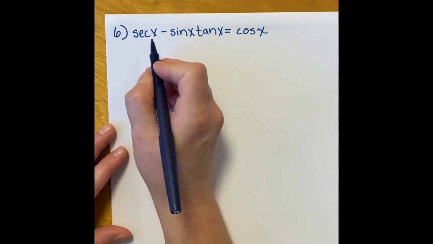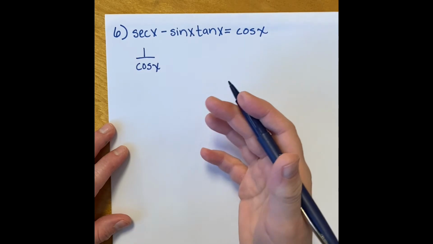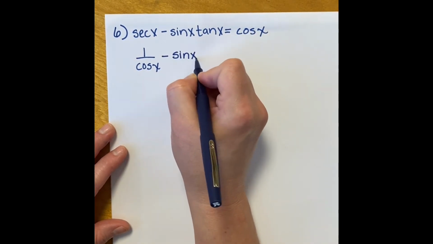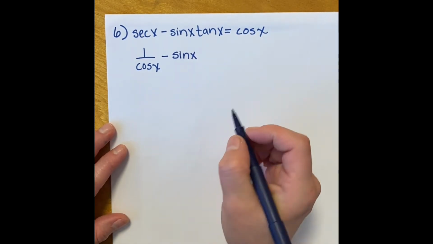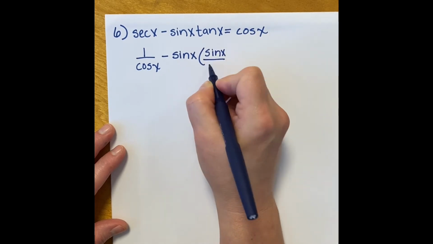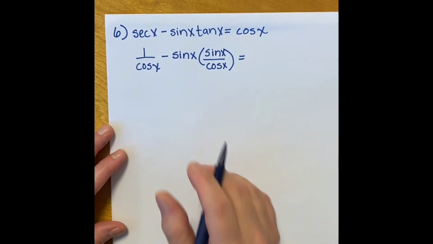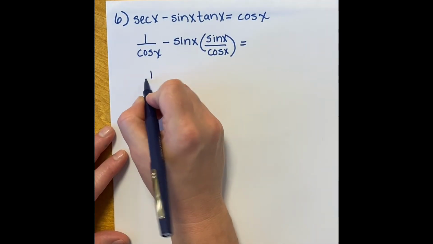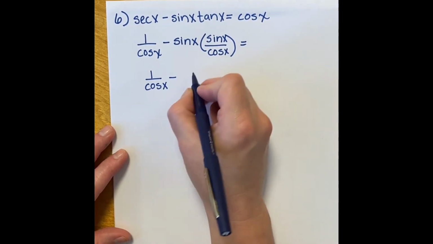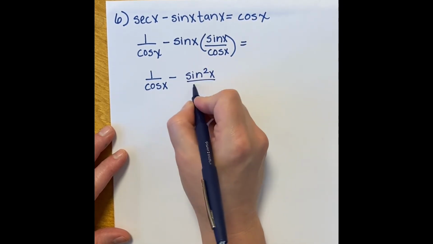So I know secant is 1 over cosine. So that gives me some cosine, but it's in the wrong spot. And then we've got sine of x. And what about tangent of x? What's that equal to? Well, I know tangent is sine over cosine. All right, let's clean this up. This is a hot mess here. So we have 1 over cosine, and then sine times sine is just going to be sine squared, and that's on top of cosine.